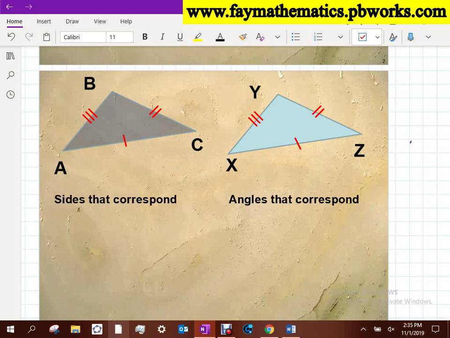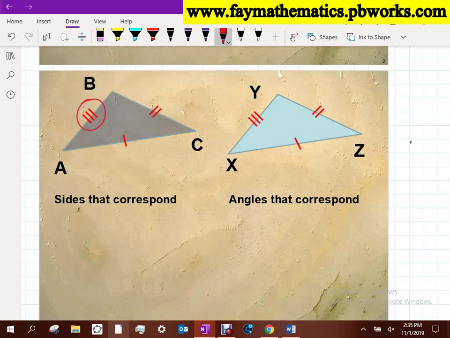So here's the idea. I've got these pictures here. What I want to do is make the argument that segment AB, would you guys agree that segment AB is going to match to XY? That makes sense? Okay. So if they're congruent, I'm going to say AB is congruent to XY. Use a different color so you see them better. AB is congruent to XY.